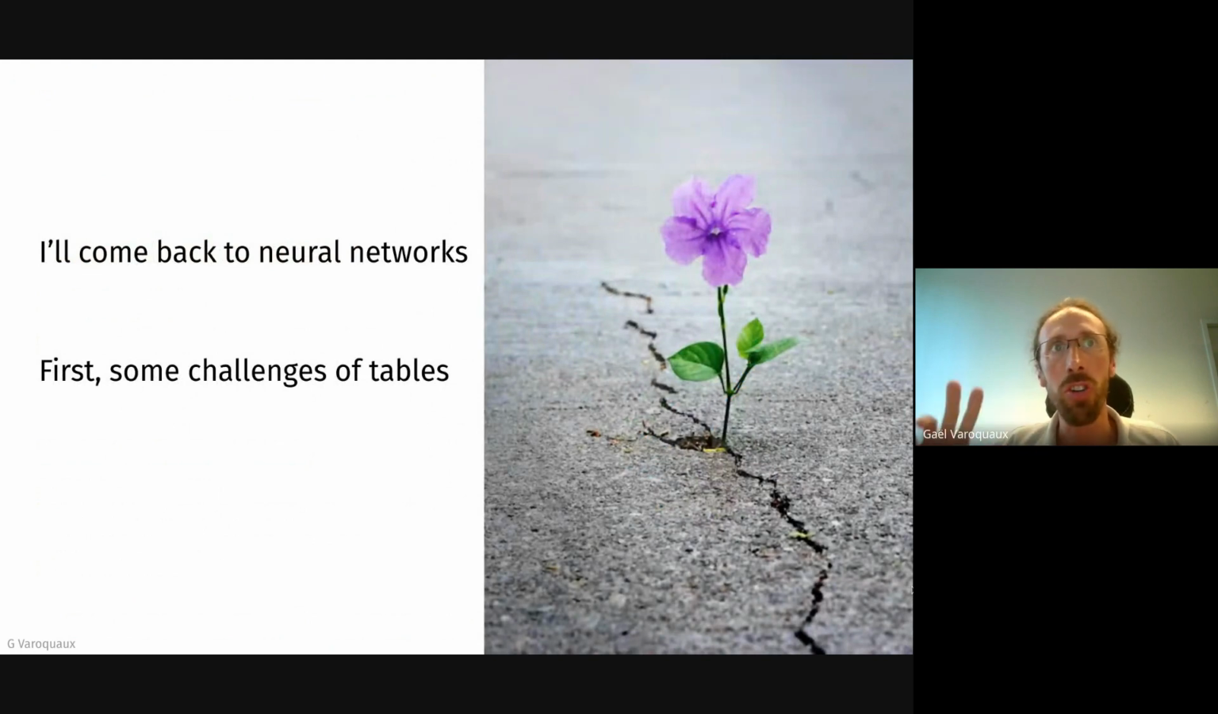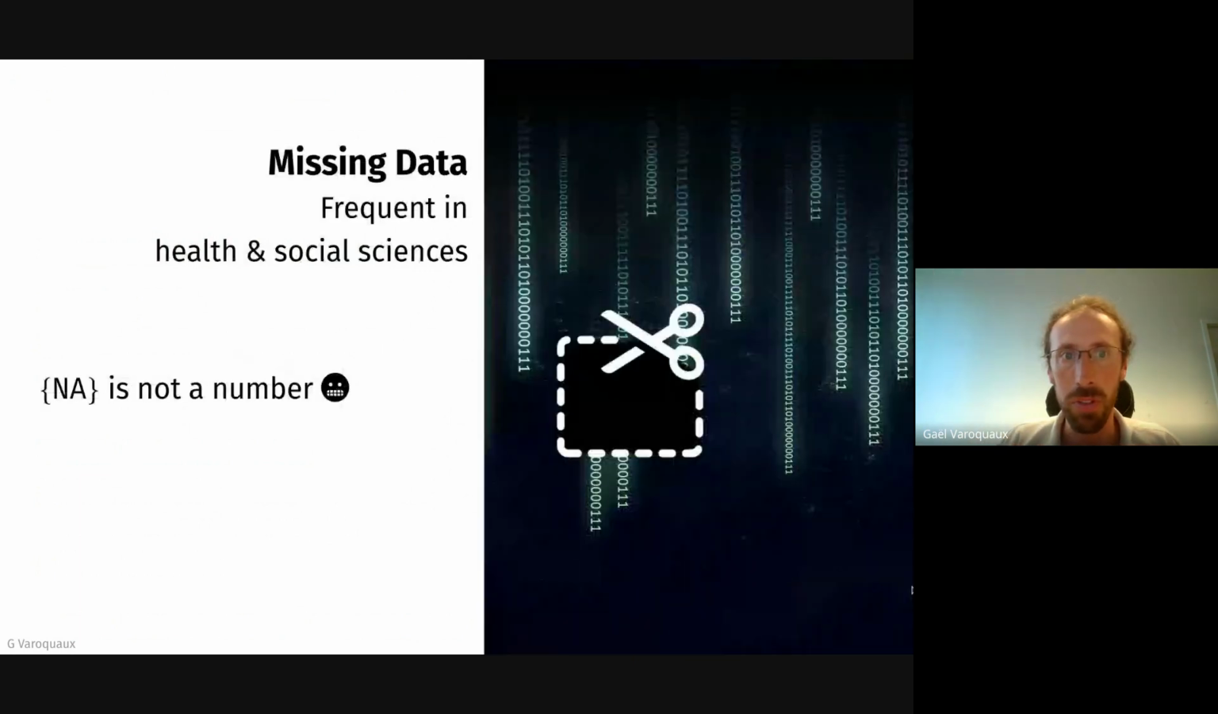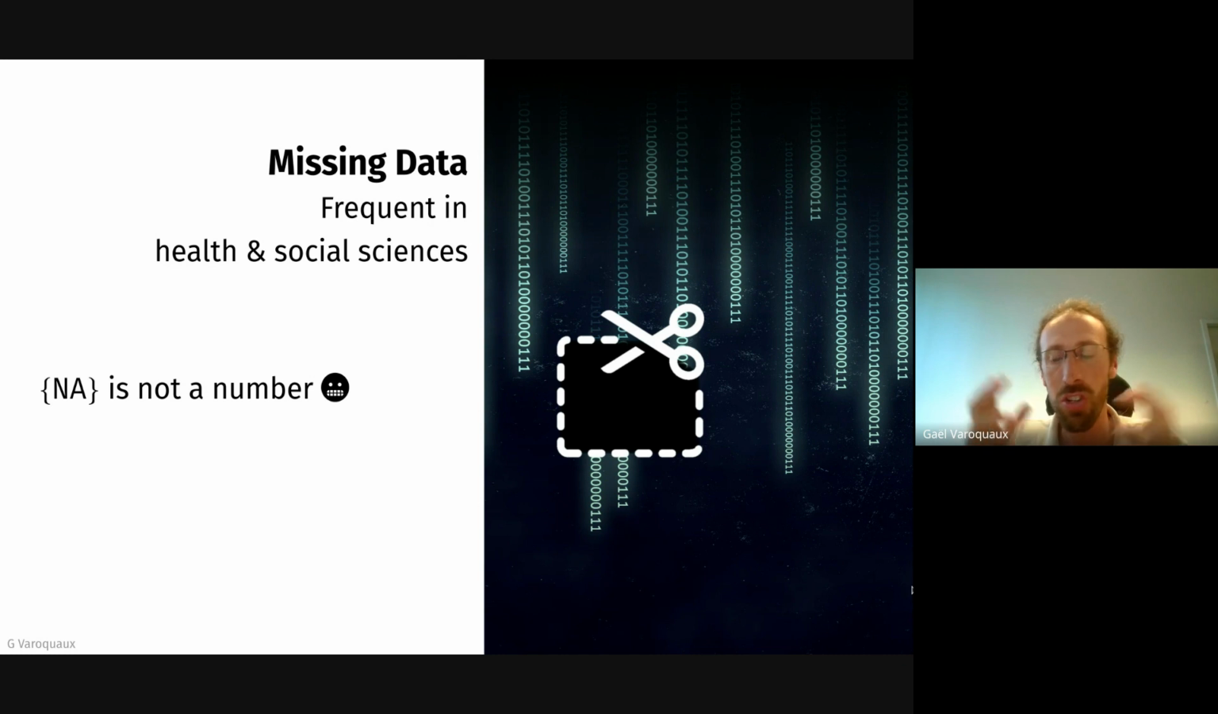I'll come back to neural networks, but first I want to do a deep dive on some specific challenges of tables. The first one is missing values. They're quite frequent in health and social sciences. And here the challenge is that the missing value token, often written NA, is not a number. So my typical model doesn't know what to do with it.